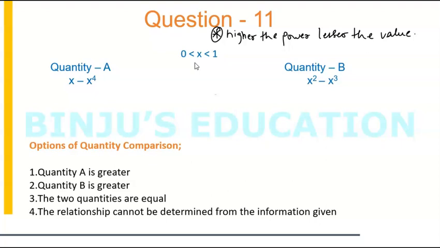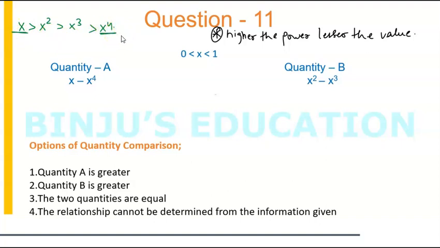Now quantity A is x minus x to the power 4, quantity B is x square minus x cube. If I arrange these four terms, x, x square, x cube, x to the power 4, in descending order, x will be the biggest, then x square, then x cube, and then x to the power 4. This is for sure because between 0 and 1, higher the power, lesser the value. Now look at quantity A. Quantity A is basically x minus x to the power 4.